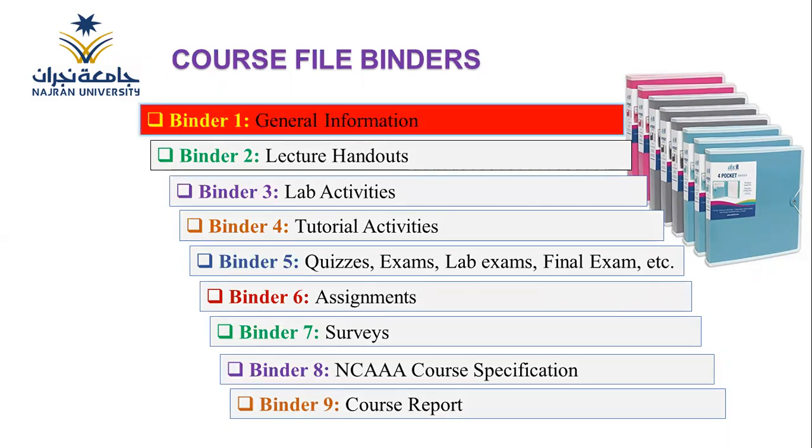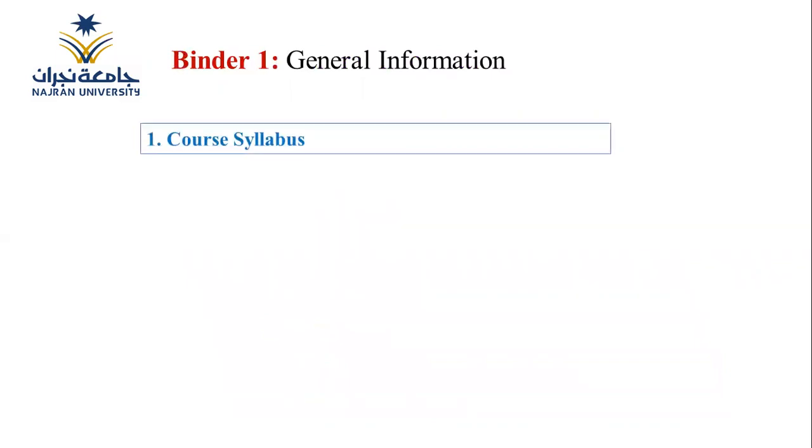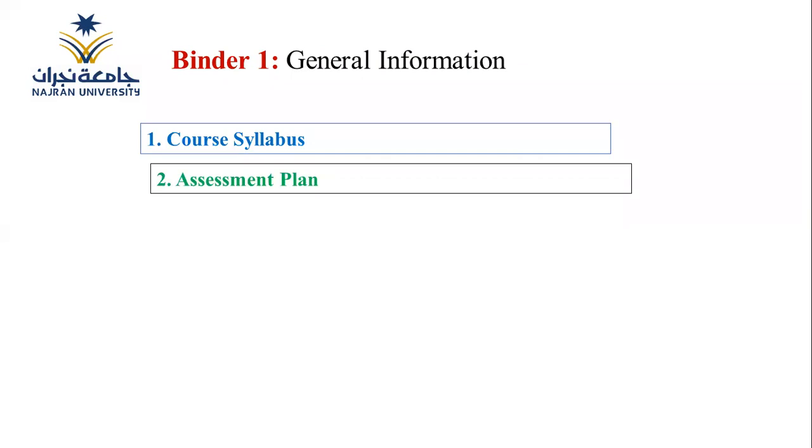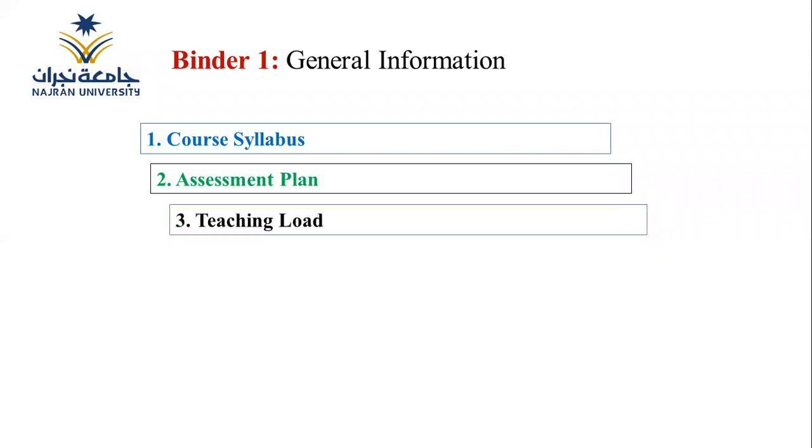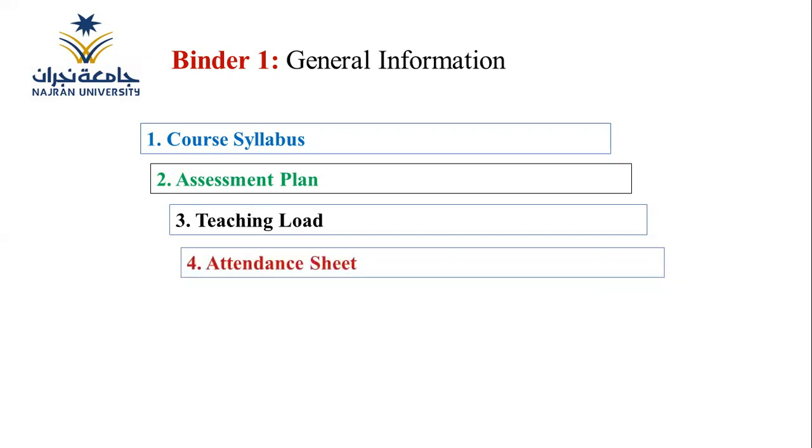So the first binder we are going to discuss is binder number 1, the general information. In binder number 1, the first thing we need to include is the course syllabus. The second thing is the assessment plan. The third thing is the teaching load. And the fourth thing we need to add is the attendance sheet. We will see one example of how we can complete these 4 things in binder number 1.